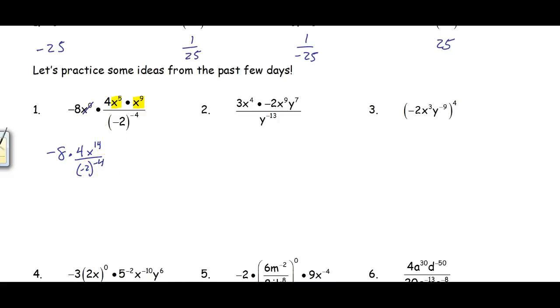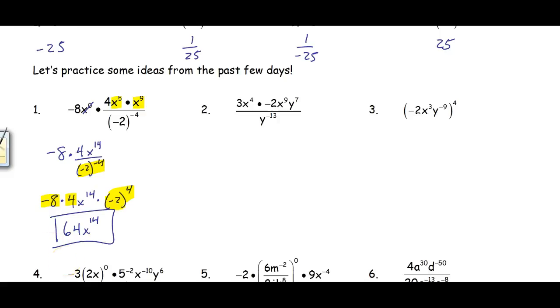Now, do we have anything in our numerator or denominator that we have to move? Yes, we're going to move this entire -2 raised to the -4th. So it's -2x to the 14th times -2 raised to the 4th. Okay, here we're going to simplify our whole numbers out front. -8 times 4 times -2 to the 4th is 64. And then you have x to the 14th that needs to get brought down with it.